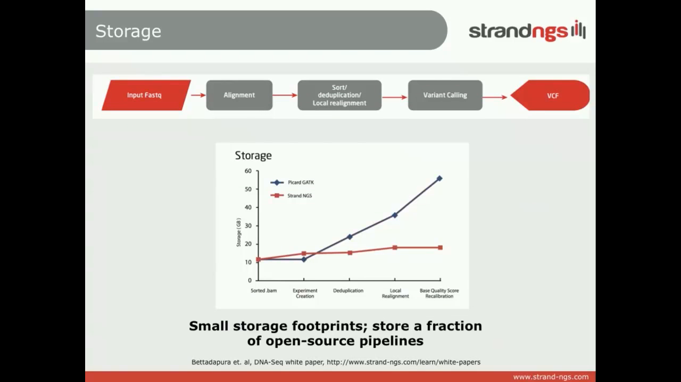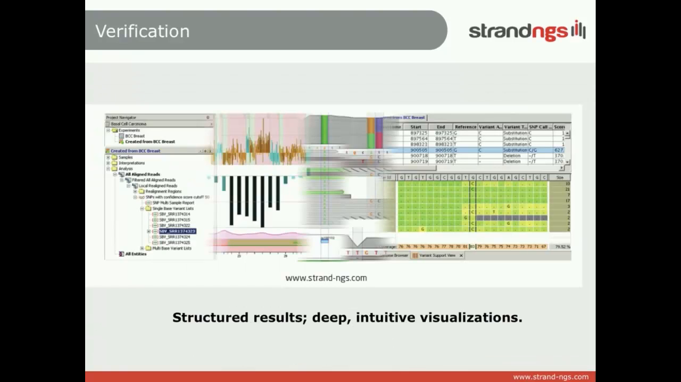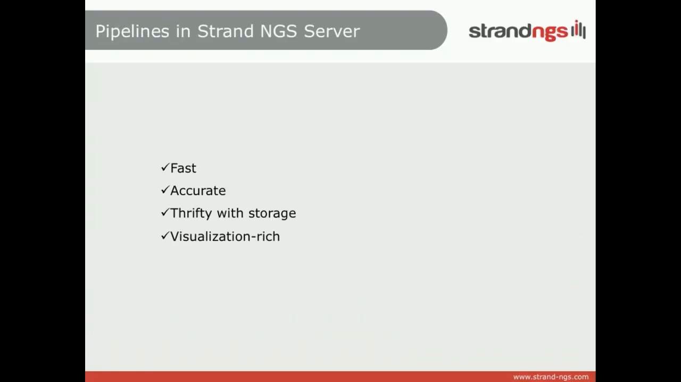Storage. Strand NGS Server has small storage footprints so that you can only store a fraction of what you would with open source pipelines. And finally, verification and visualization. Strand NGS Server enables deep, intuitive visualizations and structured results. On the right-hand side, you see the variant support view at a particular location with all the bases that cover it. On the left-hand side, you see the hierarchical tree view with all the stages that went into the making of a particular result. So that's pipelines in Strand NGS Server. They're fast, accurate, thrifty with storage, and rich in visualization.